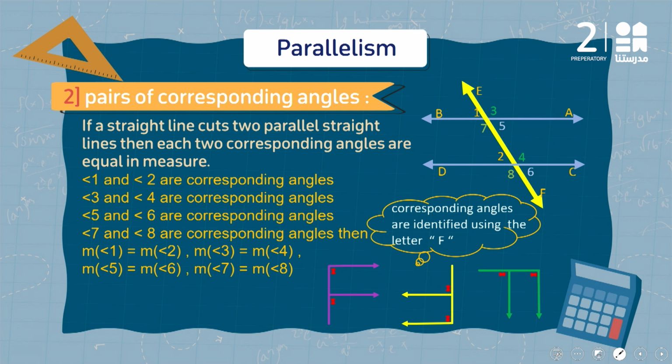How can I find them? Search for letter F in the figure. Look now, move with me on the figure. This is letter F, so angle 7 and angle 8. This is letter F for up, so the corners are angle 2 and angle 1. And the same thing on the other side.